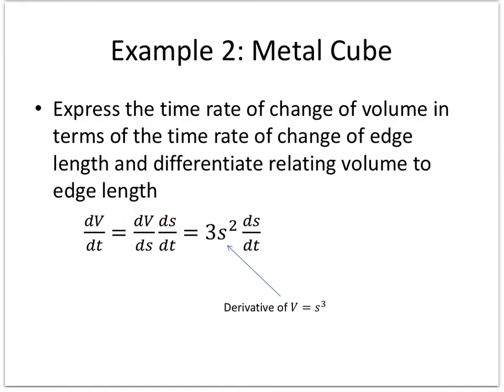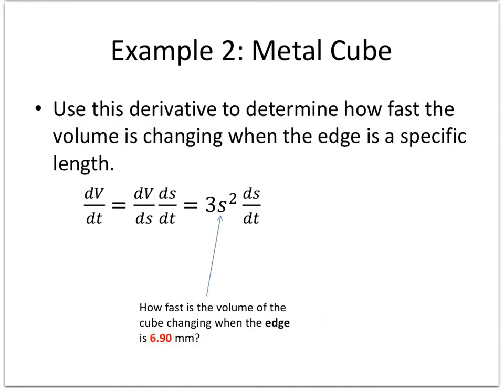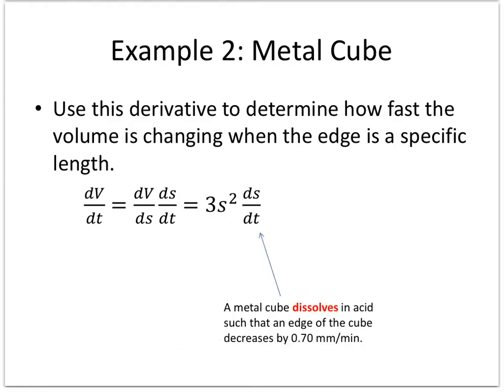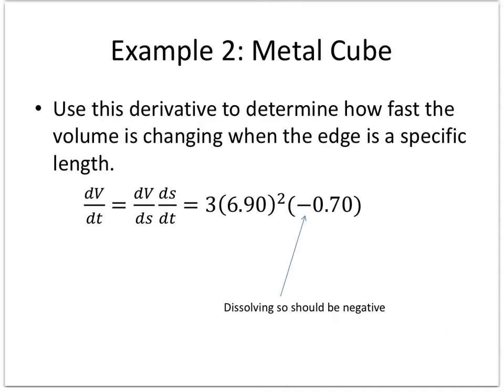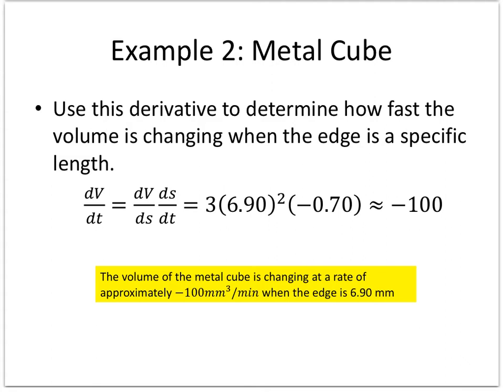And so this change here, my derivative, V equals s cubed, is just 3s squared times that piece. In other words, how fast is the volume of the cube changing when the edge is 6.9 millimeters and the metal cube dissolves in acid such that the edge of the cube decreases? Then it has to be negative. Okay, so they didn't tell you that. That would just be common sense. You've got to realize that if this is decreasing, this needs to be negative, and it would make sense, because the cube is certainly getting smaller.